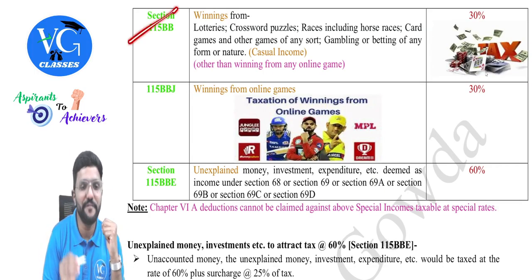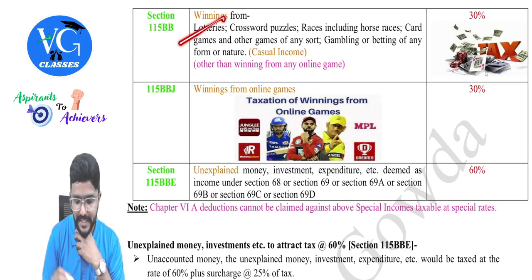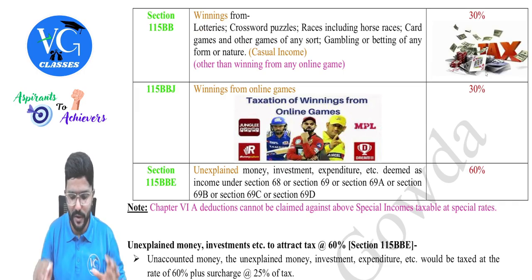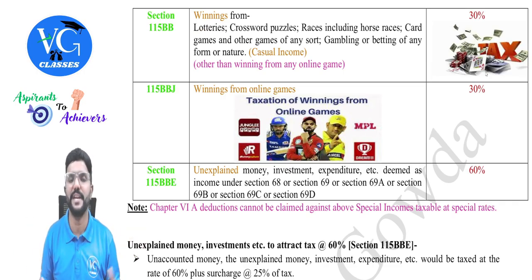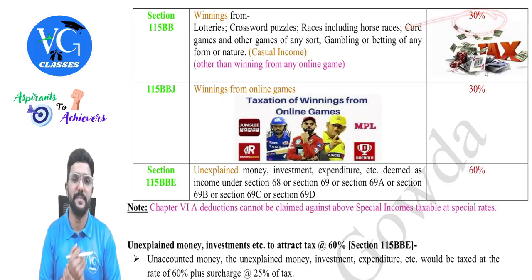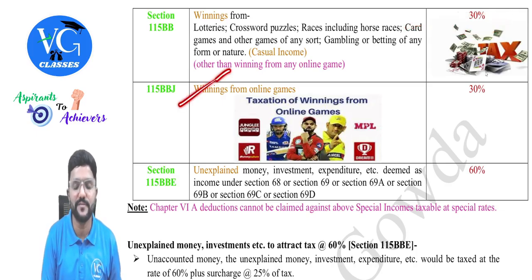Yes. Section 115BB. Winnings from lotteries, crossword puzzles, races, including horse race, card games, and other games of any sort, gambling or betting of any form or nature. We call it casual income, but other than online gaming. Okay, so what is the tax rate? 30%.